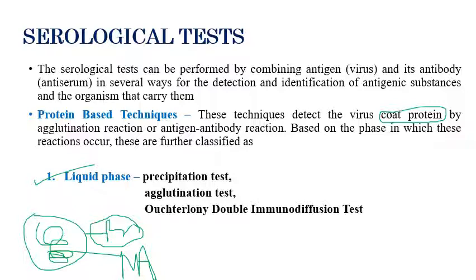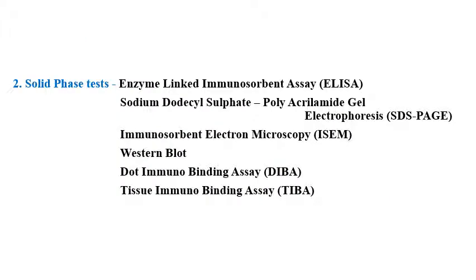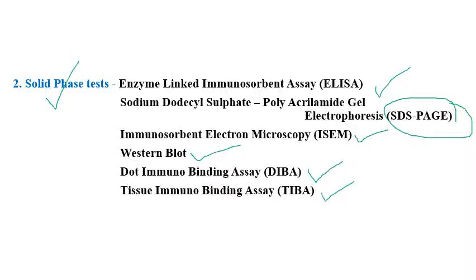In liquid phase reactions: precipitation test, agglutination test, Ouchterlony double diffusion test. These are all different types of liquid phase tests that come under serology. Coming to the solid phase: enzyme-linked immunosorbent assay, sodium dodecyl sulfate polyacrylamide gel electrophoresis, otherwise called SDS-PAGE, which is a variant of electrophoresis normally used for the detection of proteins, and I will tell you how it works. And immunosorbent electron microscopy, Western blot, dot immunobinding assay and tissue immunobinding assay. These are all the protein-based detection techniques that come under solid phase.